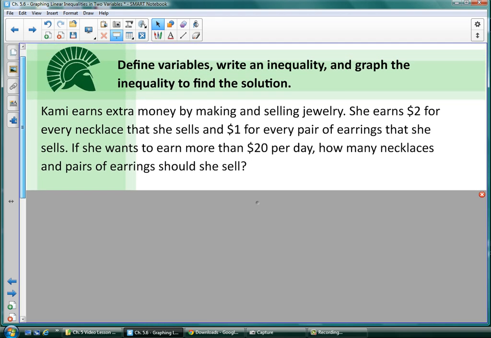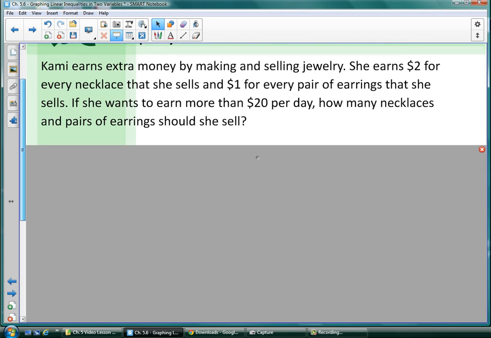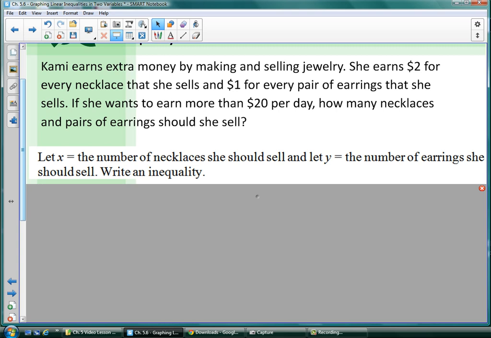So, as always, we read the directions first. It says, define variable, write an inequality, and graph the inequality to find the solution. So I first must define my variables. And I noticed, just like in the first problem, I'm talking about two really separate things. So I'm going to end up with two variables, two let statements. The x is the number of necklaces she should sell, and the y is the number of earrings she should sell.